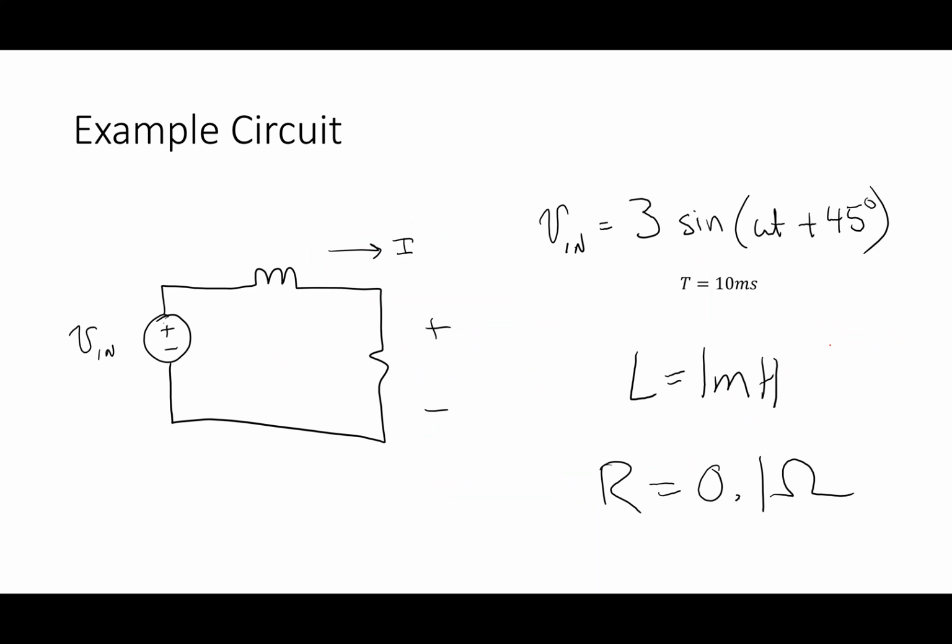What I've got is a circuit that has R is 0.1 ohms, L is 1 millihenry, and this is my input voltage. In the real world it's going to be a sine wave or cosine wave, and what I need to do is transfer that over to the impedance world before I can start to do my analysis. In the time domain, what this would mean is I have V in and I have L and I have R like this.